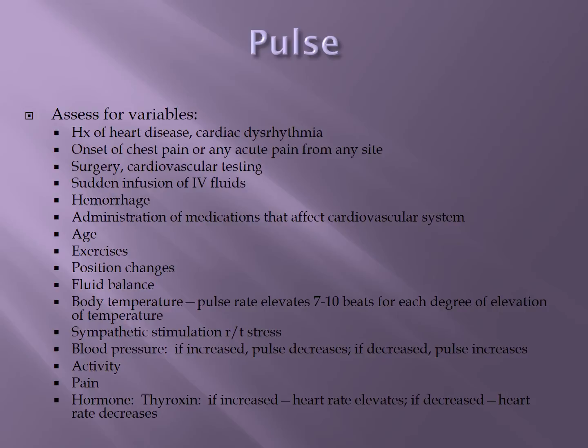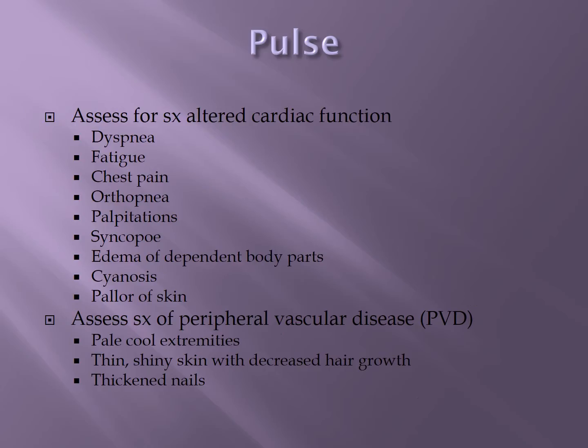In endocrine system, you learned about the hormone thyroxine, which is secreted by the thyroid gland and is responsible for metabolic rate. If there's too much of that hormone being kicked out by the thyroid gland, the heart rate's going to elevate. And then if there's not enough thyroxine being kicked out and the patient has hypothyroidism, the heart rate is going to decrease.